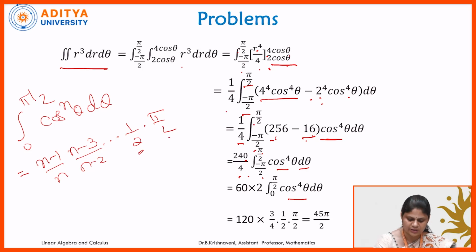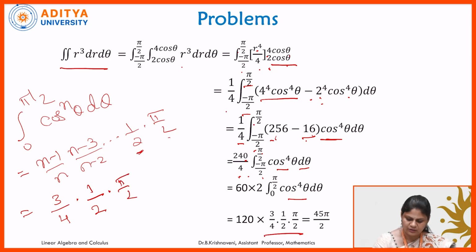So now what, n is equal to 4. 4 minus 1, that is 3 by 4, then 4 minus 3, that is 1 by 4 minus 2, that is 2. 1 by 2 you got into pi by 2.